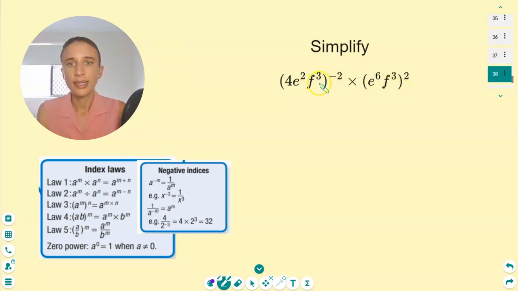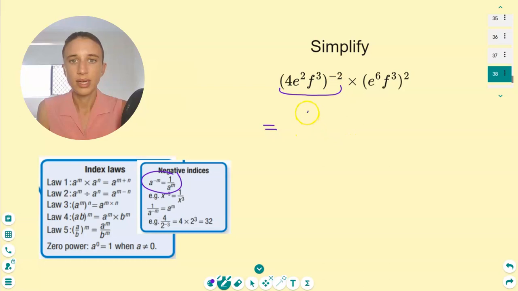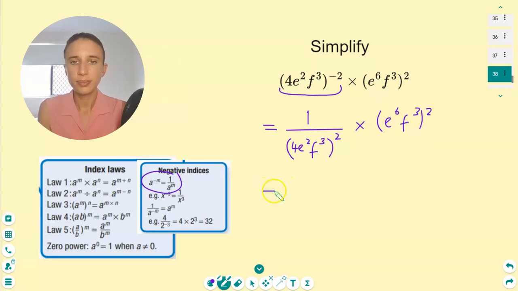So here we go. I can notice straight away in this problem that there's a negative index. So I want to rewrite this first term with a positive index using this fact. I'm going to rewrite this as 1 over something to the positive 2, and that something is 4e squared f cubed. I just like to work with positive numbers better, so that's why I'm doing this. This is already positive, so I'll just rewrite them straight down. And then here, I can actually rewrite this as over 1.